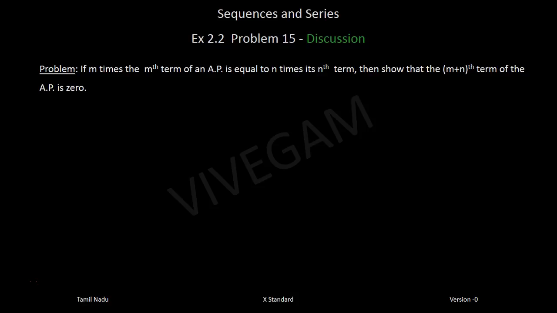Discussion. Let's read the problem. If m times the mth term of an AP is equal to n times its nth term, then show that the (m plus n)th term of the AP is 0. Okay, very confusing, isn't it?